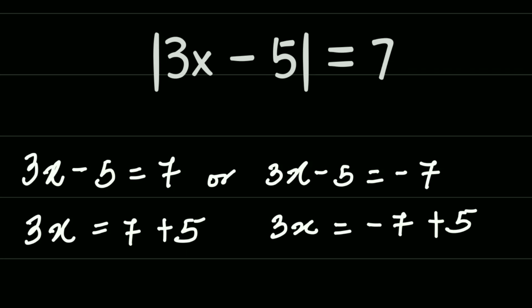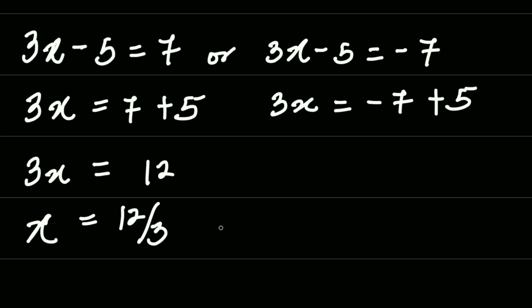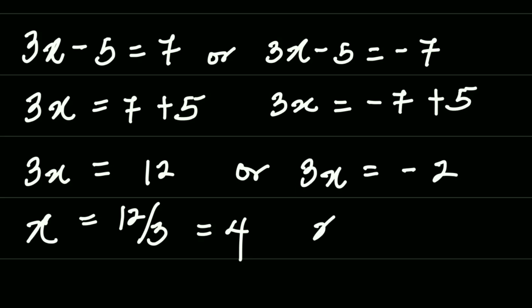I'm solving the two equations together. And so here I have 3x equals 12, and x will be equal to 12 over 3, which is equal to 4. On the other side, we have 3x equals minus 2, and x equals minus 2 over 3. And so these are the values of x. x equals 4, or x equals minus 2 over 3.